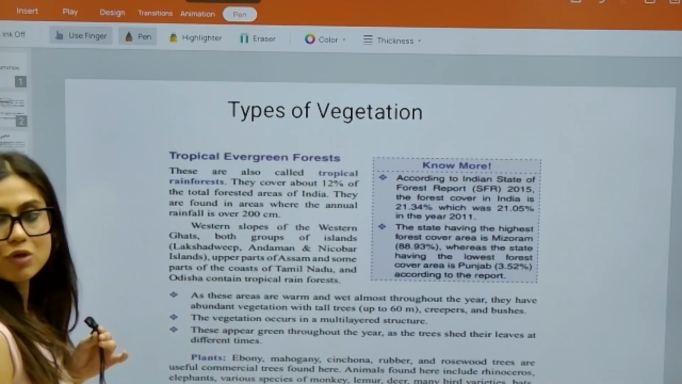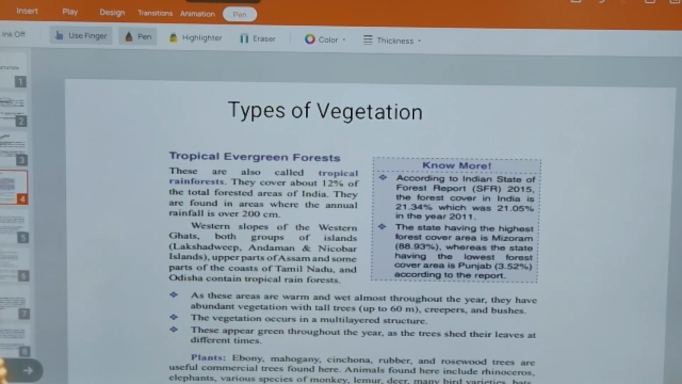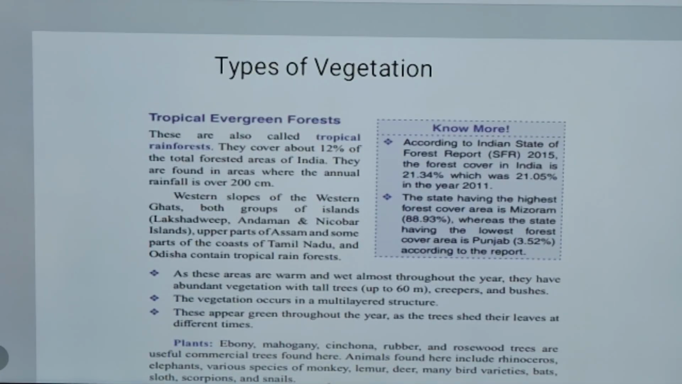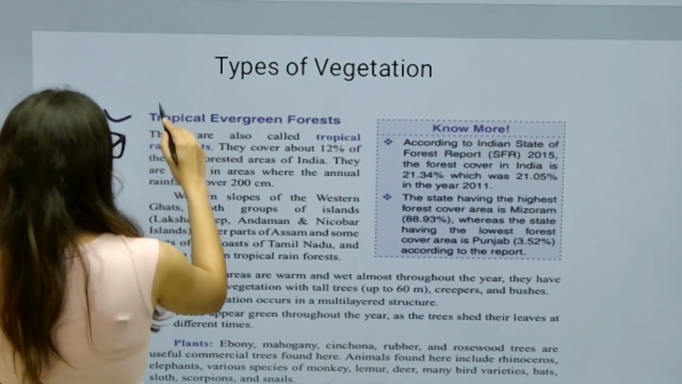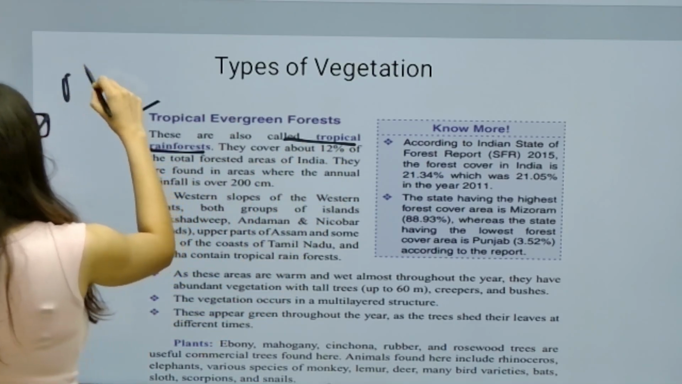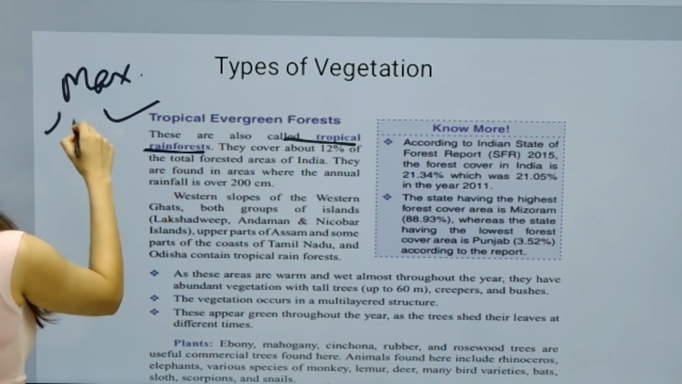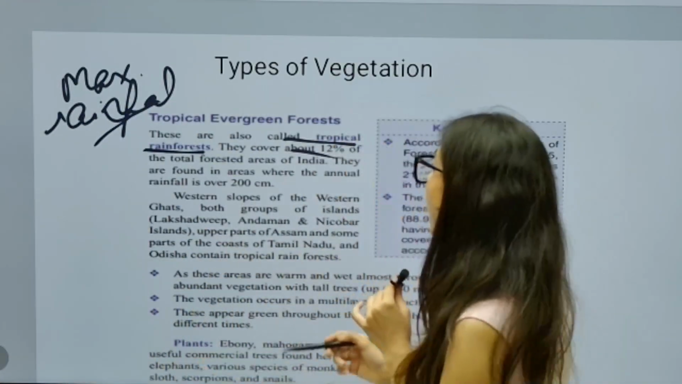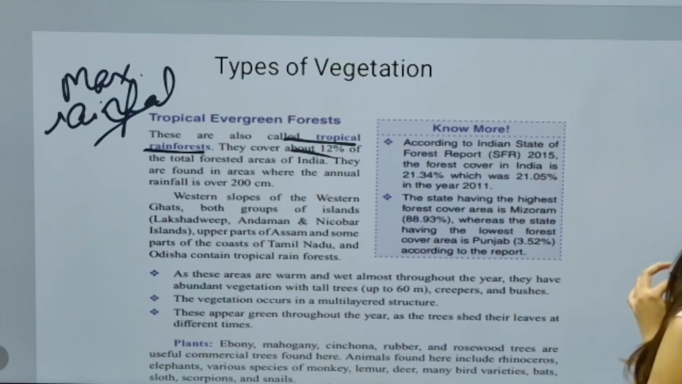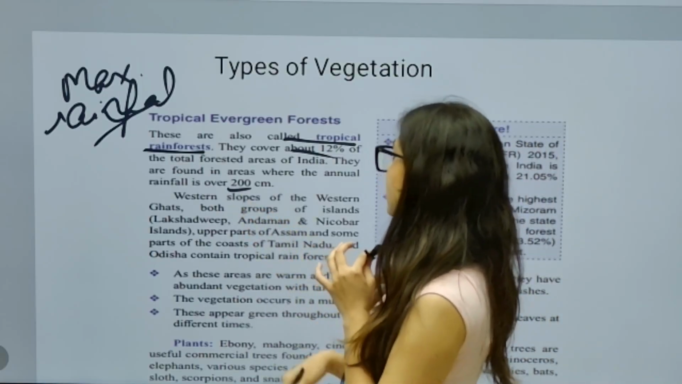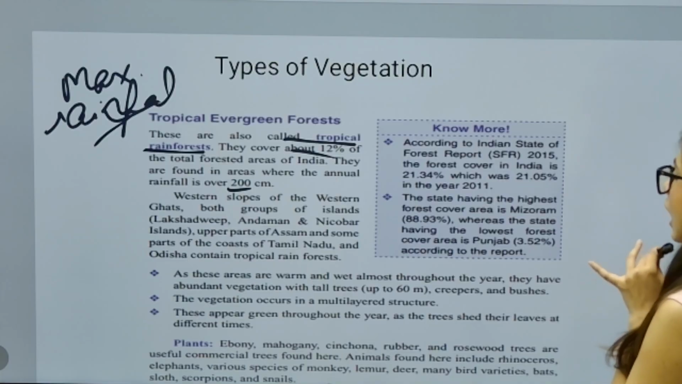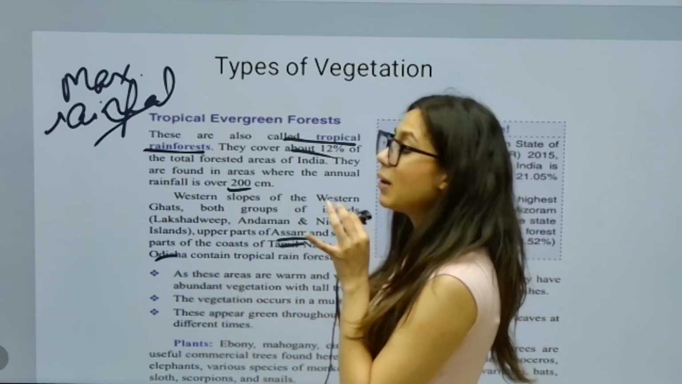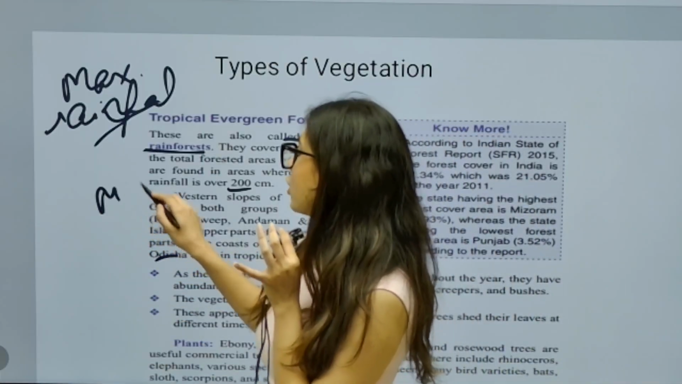Now let's see types of vegetation. Number one is tropical evergreen forest, which is also known as rainforest, with maximum rainfall, and it is very green. Covered about 12% of India. They are found in areas of high rainfall, over 200 centimeters. Now let's see areas: Western Ghats, Lakshadweep Island, Andaman Islands, then some parts of Tamil Nadu, some parts of Assam, and some parts of Orissa. So this you have to remember for your MCQ.